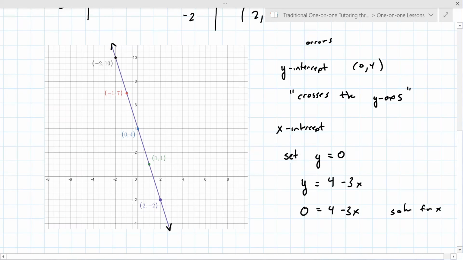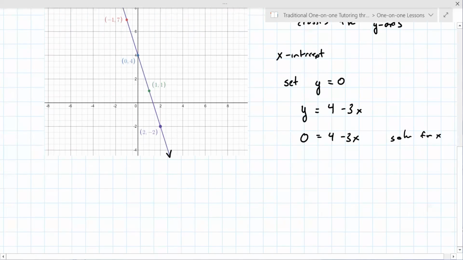Hopefully that's not too unfamiliar, something you've seen before. All right. Wait, so set y equals 0 then. That's for the x-intercept, yeah. Is this something you have not seen? Not really. Okay. Are you comfortable solving this for x?